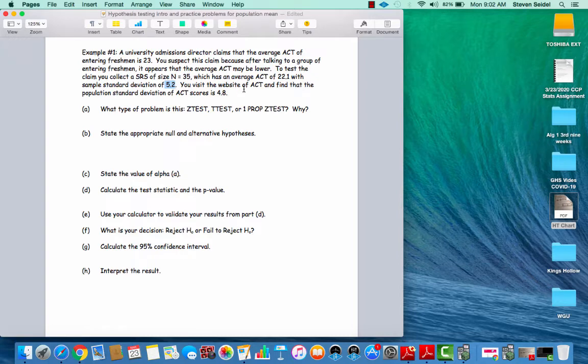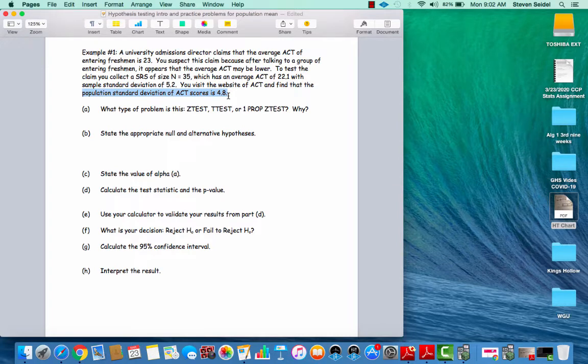You visit the website and find that the ACT population standard deviation, keyword there, was 4.8. So I'm going to run through this.